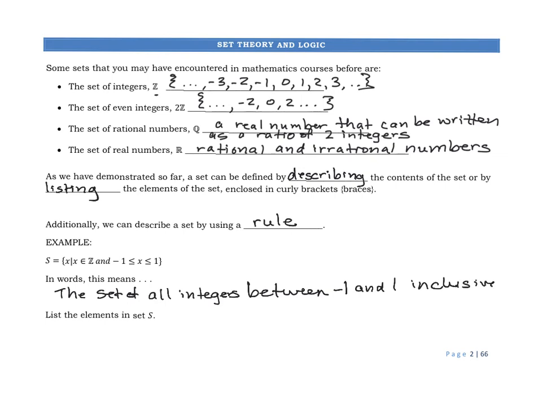All right, so let's list the elements of this set. Looks like it starts at -1. We can include that. The next integer would be 0, and then the last one would be 1.